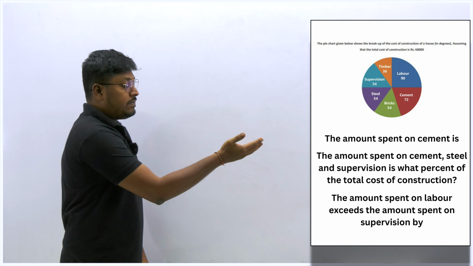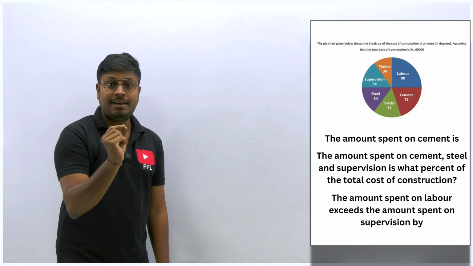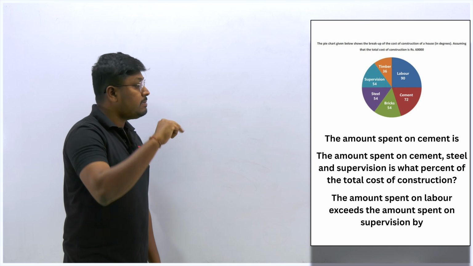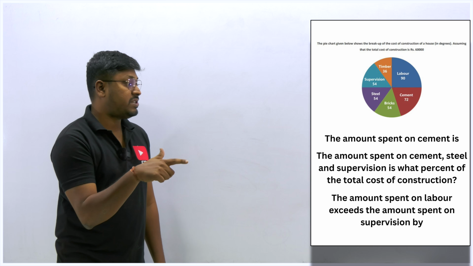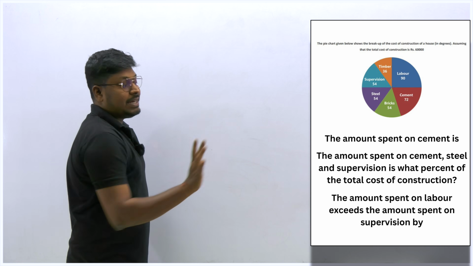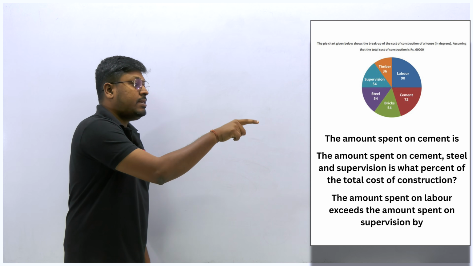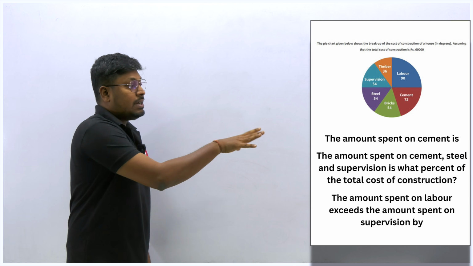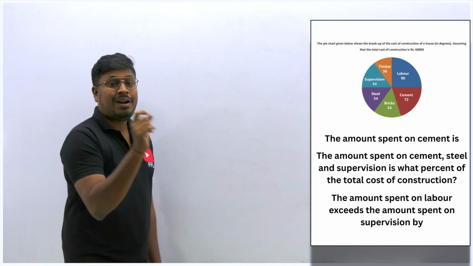Next, we have asked the data interpretation that is based on degrees. Two DI sets are also based on a pie chart. I think one DI has 3 questions and the next DI has 2 questions. So now let me move on to this data interpretation. Here they have given the total cost of construction, which is 60,000, and our target is to find, in the first question, the amount spent on cement.